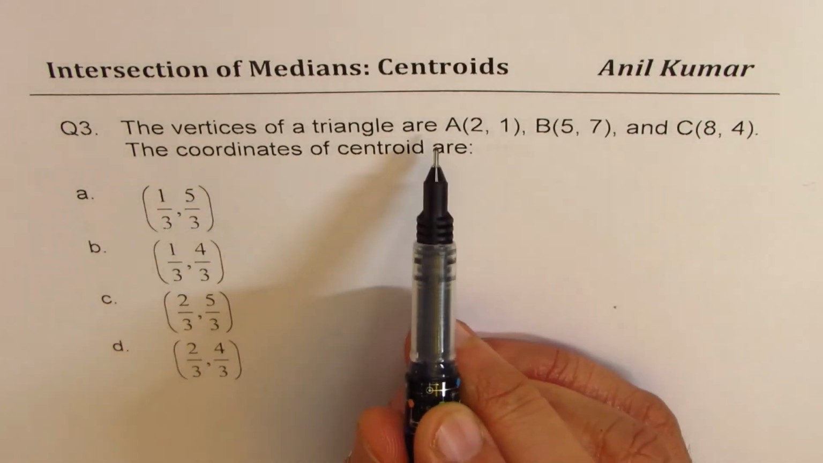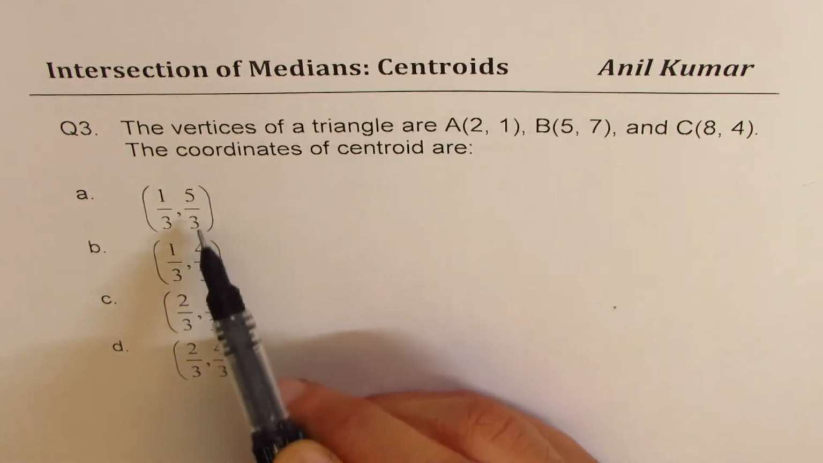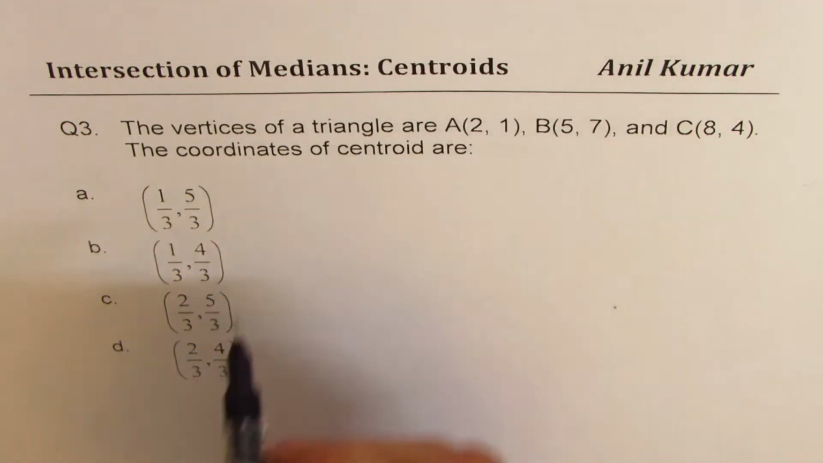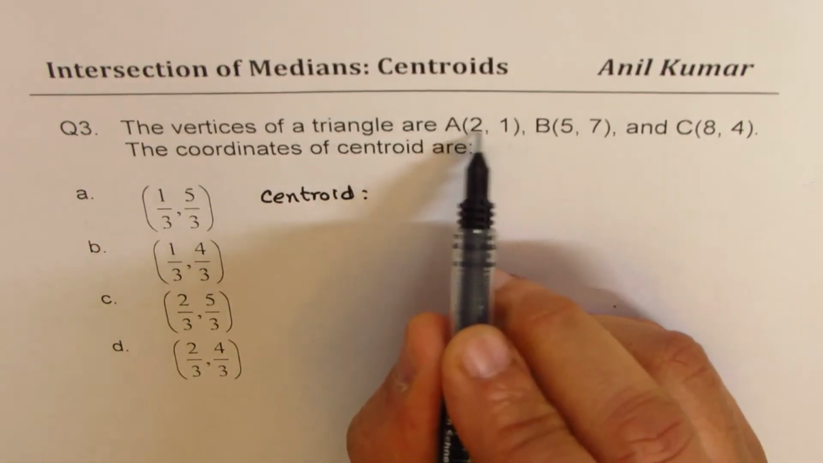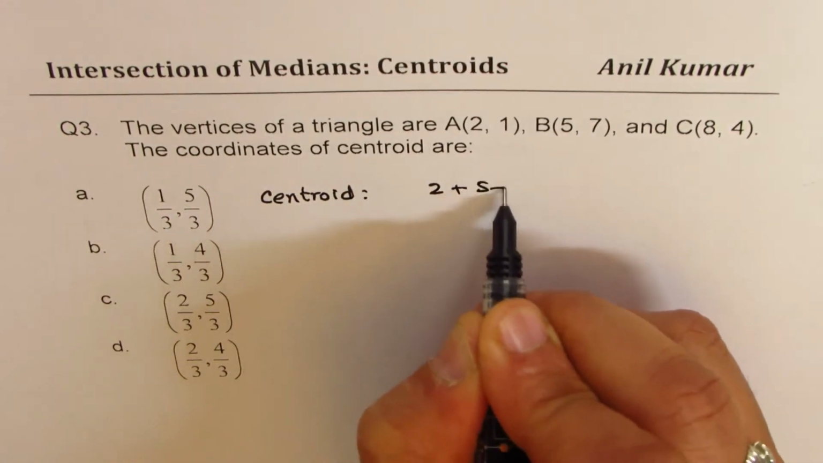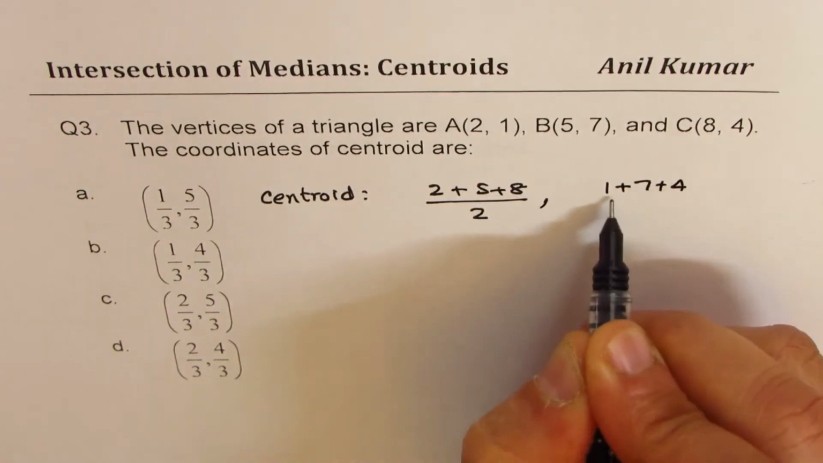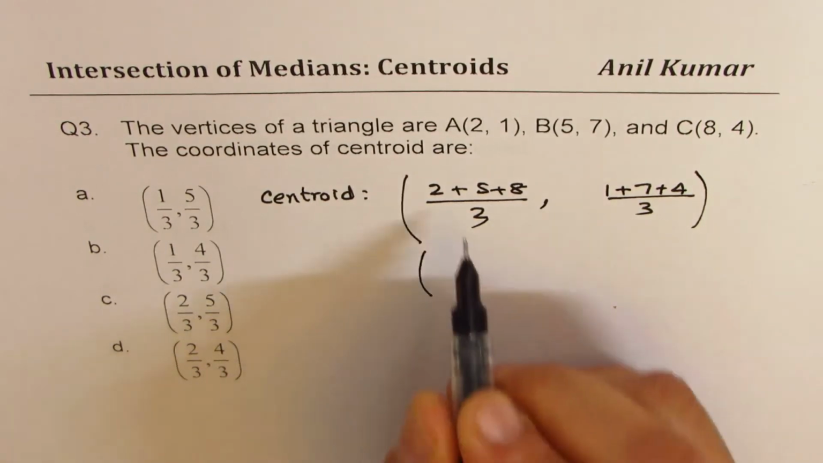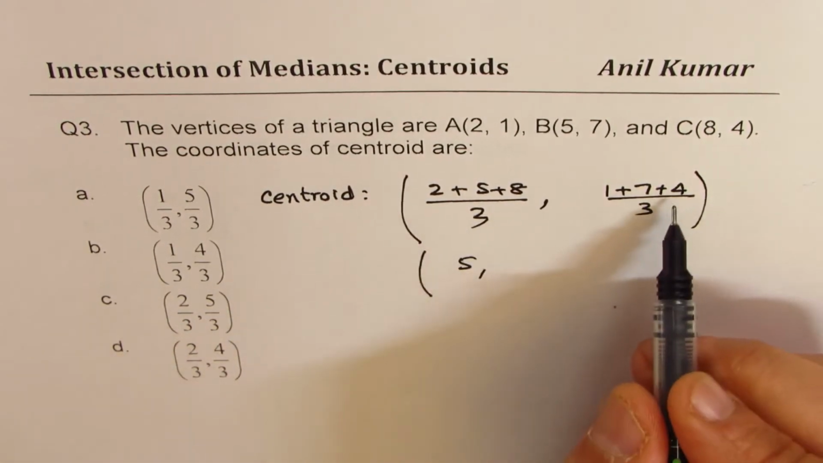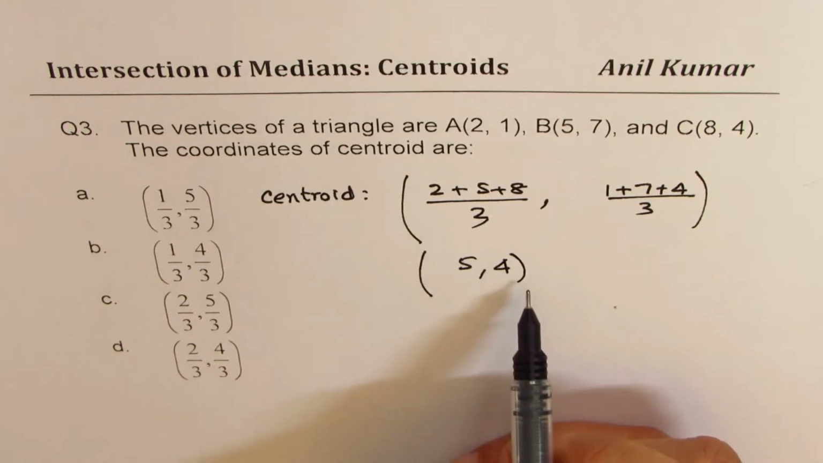It says the vertices of a triangle are A (2, 1), B (5, 7), C (8, 4). The coordinates of the centroid are what? We're given choices. As we know our formula, the coordinates of the centroid will be the average of all x values, which is (2 plus 5 plus 8) divided by 3, that becomes the x value. And the y value will be (1 plus 7 plus 4) divided by 3, not 2. So that is the formula, the average, correct? So 15 divided by 3 is 5, and 12 divided by 3 is 4. So that becomes the value for the centroid.